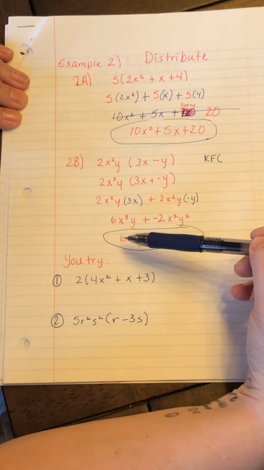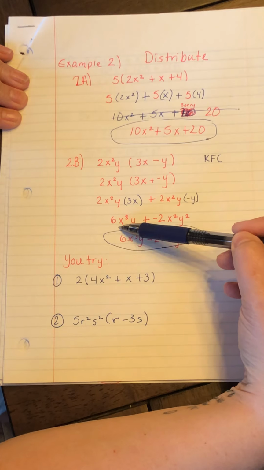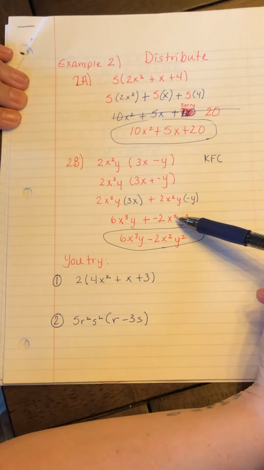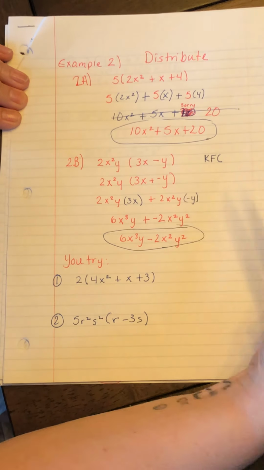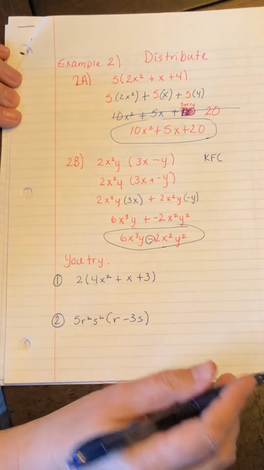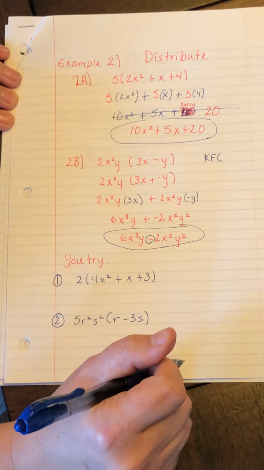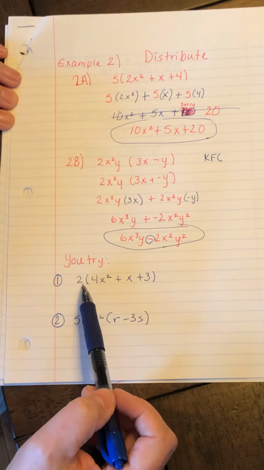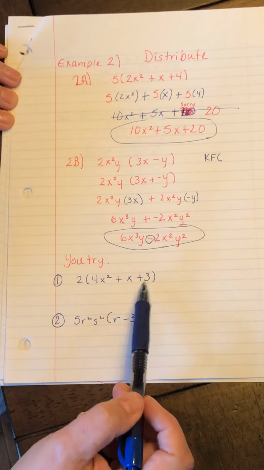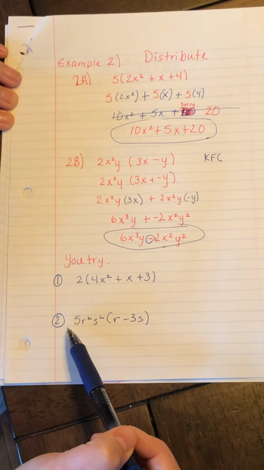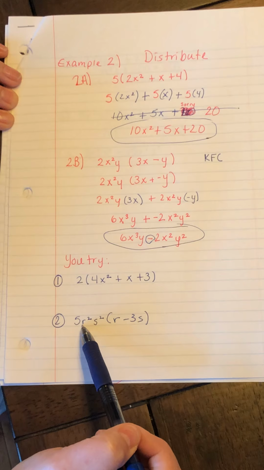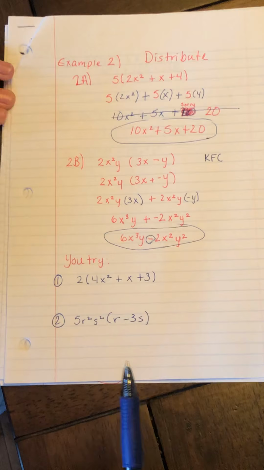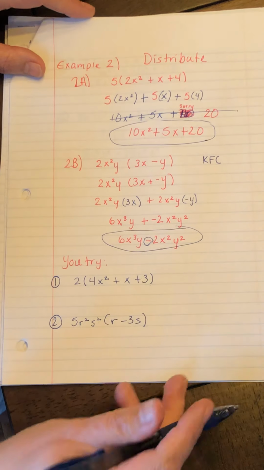May seem like an extra step, so that's okay right now, but that's how we get 6x cubed y, negative 2x squared y squared. And then yes, if you are writing math correctly, you would want to go through and make that plus negative into a minus. Remember, plus negative and minus are the same thing. All right, so here's 2 down here for you to try. 2 times the quantity 4x squared plus x plus 3. And 5r squared s squared times the quantity r minus 3s. Pause your video, do those problems, and then I'll show you the correct answers.